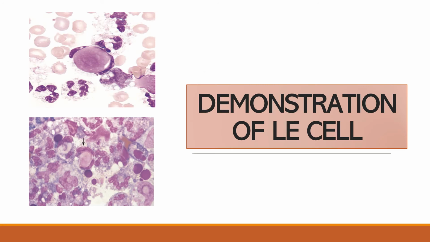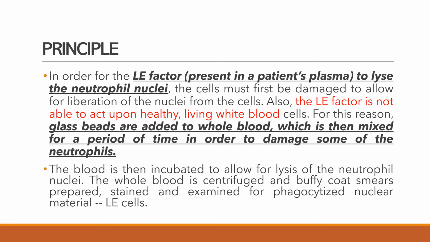So earlier I mentioned different methods on how to determine if a person has SLE, but for this discussion we are going to focus more on the detection or the demonstration of the LE cell using the Buffy coat. The principle behind this is that in order for the LE factor, which is present in the plasma of a patient with SLE, to lyse the neutrophil nuclei, the cells must first be damaged to allow for liberation of the nuclei from the cells. Also, the LE factor is not able to act upon healthy living white blood cells. That's why we have to destroy the leukocytes.